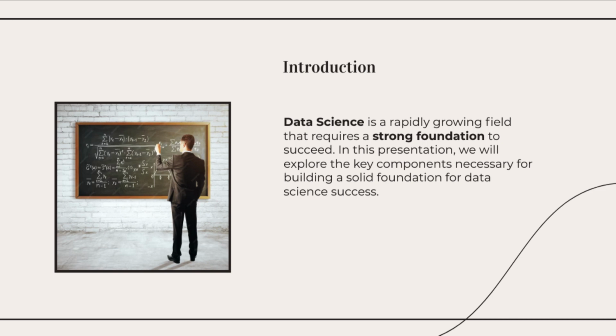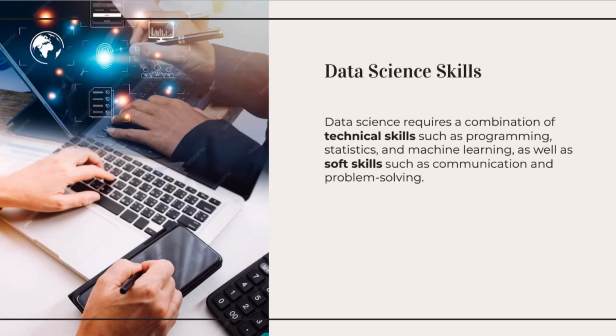1. Statistics. Statistics forms the basis of data science. Understanding statistical concepts such as probability, hypothesis testing, regression analysis, and sampling techniques is crucial for analyzing data and drawing meaningful conclusions. 2. Mathematics. Proficiency in mathematics is essential for data science. Concepts like linear algebra, calculus, and optimization methods are utilized in various data science algorithms and models.